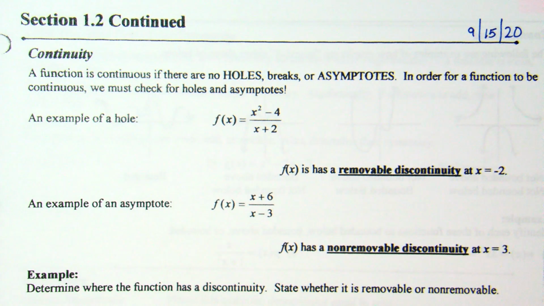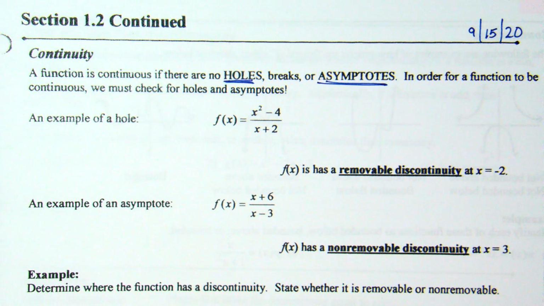A function is continuous. Here's my easy description. If I can put my writing utensil down and draw it without ever having to pick my utensil up, it's continuous. I didn't have to stop, pick my pencil up, move it over an asymptote. I didn't have to stop, move it over a hole. There was no breaks in it. So if it's continuous, you can draw it all in one fell swoop, no stops, no breaks.